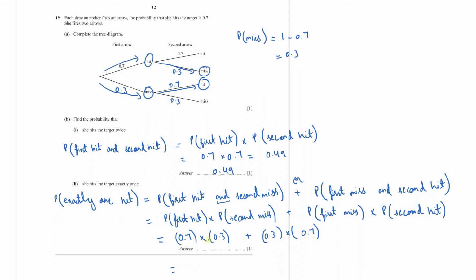So 0.7 times 0.3 is 0.21, 0.3 times 0.7 is 0.21, so this will give you 0.42. So your final answer is 0.42. This is the probability that the archer will hit the target exactly once out of the two tries.